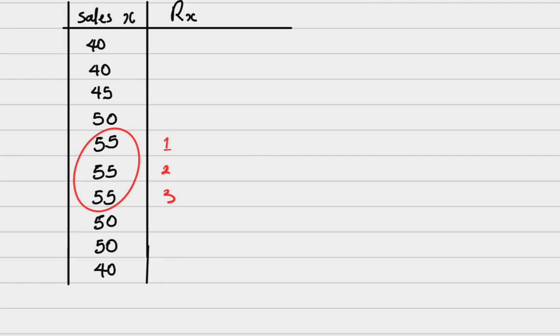You pick the positions occupied by these three 55s, which is 1, and you find the average: 1 plus 2 plus 3. Now there are 3, so all over 3. Now this is going to be 6 over 3. The answer is 2. What it means is that all of them are going to be ranked with 2, 2, 2. I want to believe you follow this.